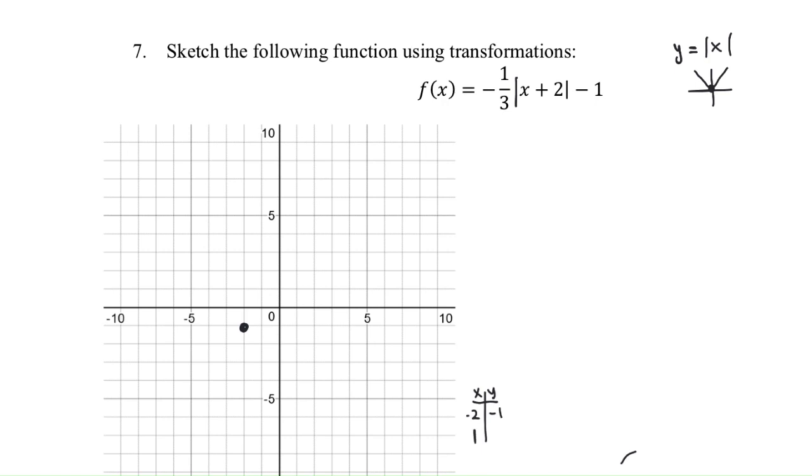The reason being is I have to multiply something by 1/3, and it's easier to multiply multiples of 3 by 1/3 if I don't want to end up with a fraction. So I'm going to plug in a 1 right here, because 1 plus 2 is 3. The absolute value of 3 is 3. And 3 is easier to multiply by 1/3. So 3 times 1/3 is 1. 1 times this negative is -1. -1 subtract 1 is -2. So 1 comma -2 is in the graph.